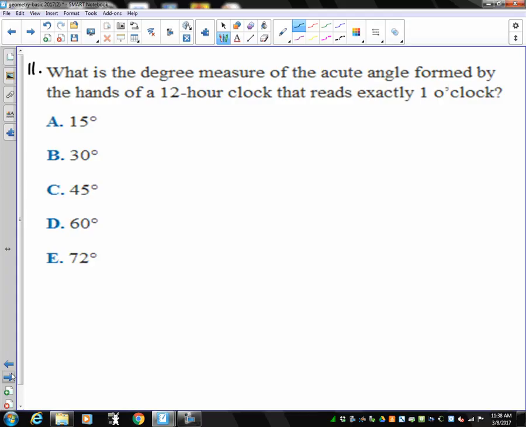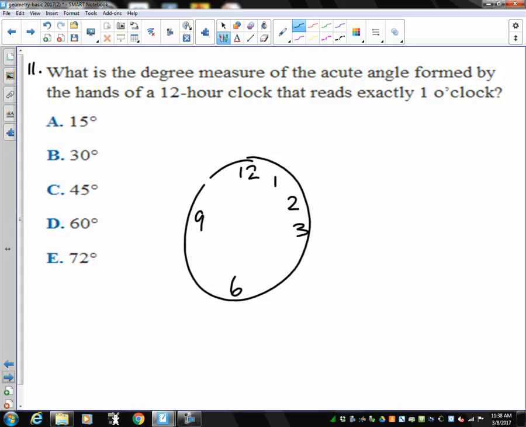All right, number 11 says, what is the degree measure of the acute angle formed by the hands of a 12-hour clock that reads exactly 1 o'clock? So let's draw this picture. So this one's 12, 3, 6, 9, 1, 2, and we go all the way back to 12. This is all I really need. So what I'm looking for is the measure of that angle.